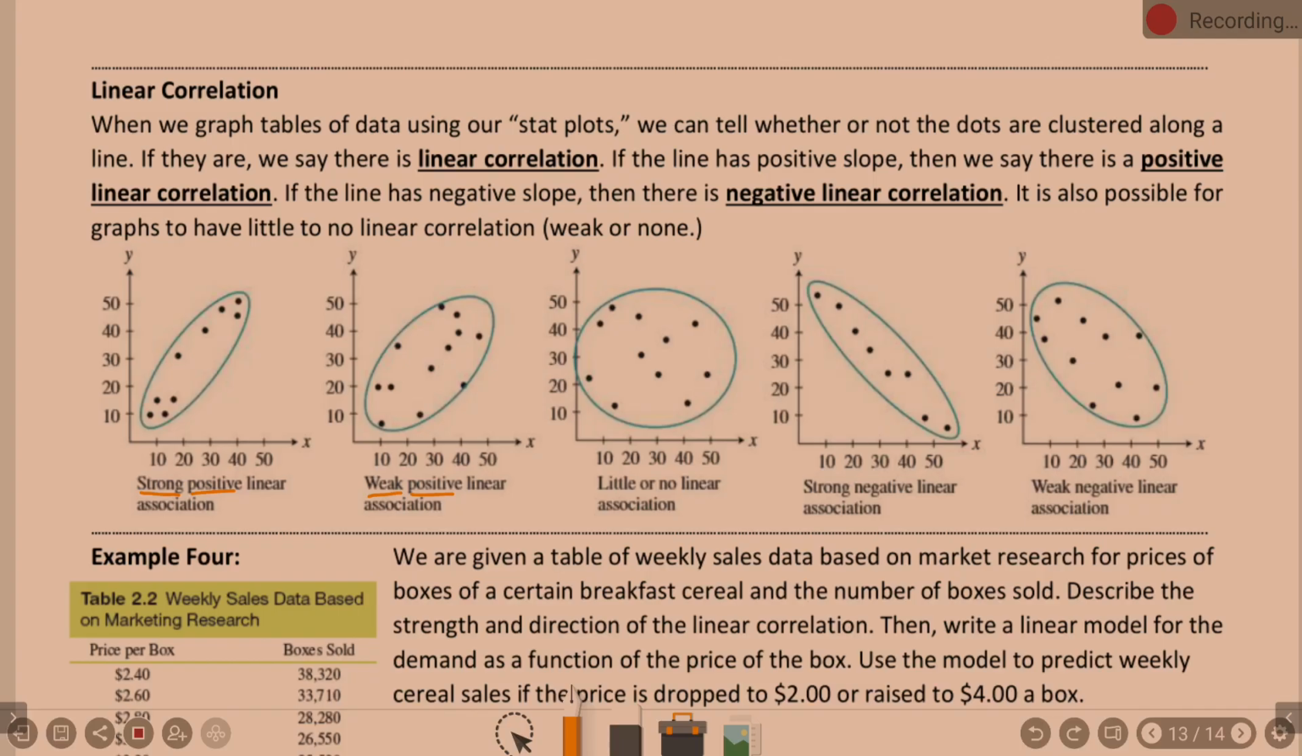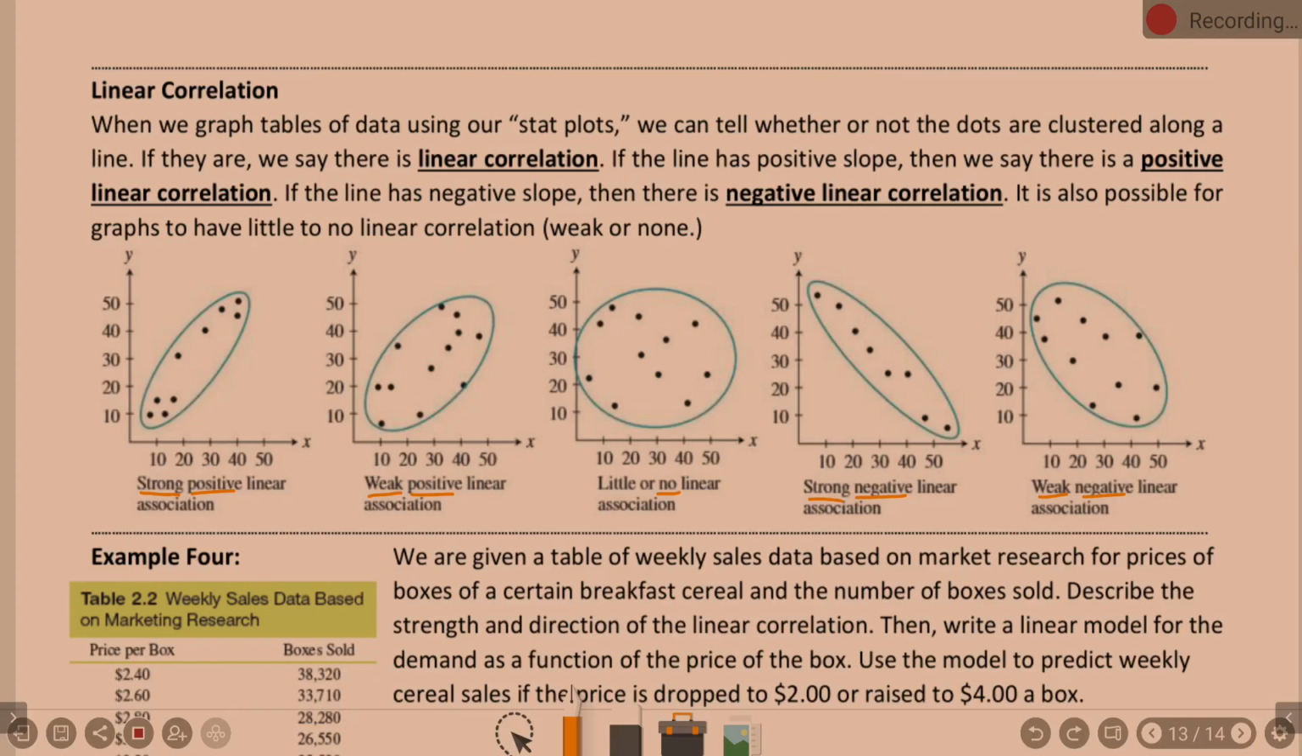Down here at the other end, you see an example of a strong negative linear association, where those dots are angling down to the right. Here we have the weak negative association. And in the middle, when the dots are scattered everywhere, we usually say no correlation. This says little or no correlation. That's old news, right? Okay.